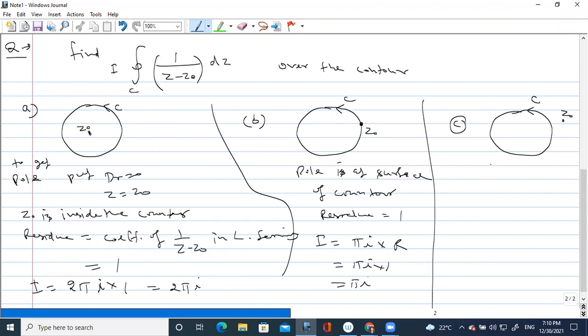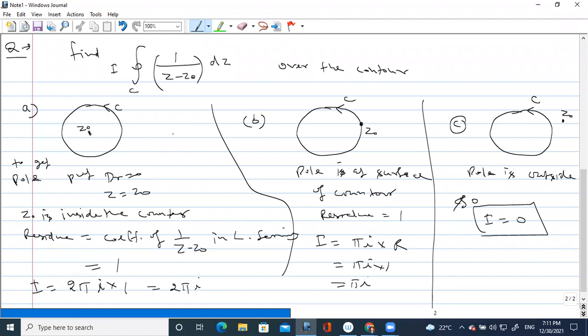This is the case where the pole is outside. So we will not consider the pole. So the integral will be 0. So simply three types of answer you will get if the contour is different.